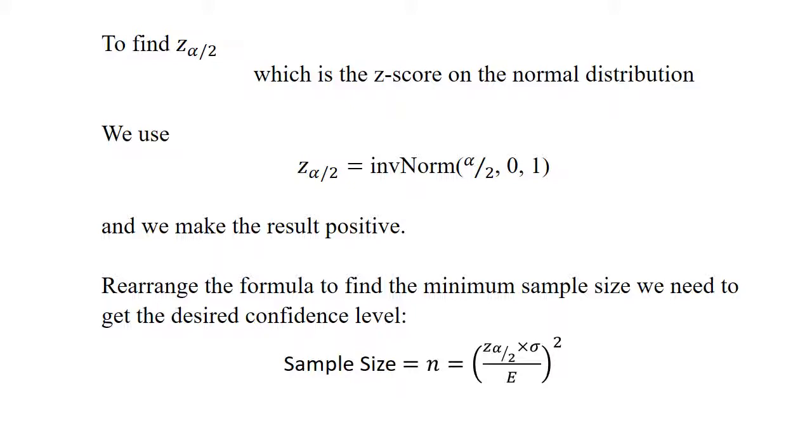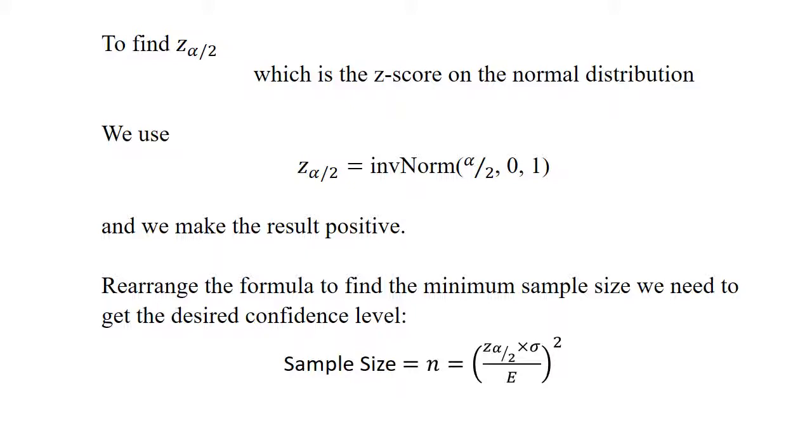To find that Z alpha over 2, we would use the inverse normal button, like we were doing back when we were dealing with normal distributions. We would go to our distributions, and go for inverse normal, that's number 3. We would put in whatever our alpha over 2 is, and then 0, because this is a standard normal curve and the mean is assumed to be 0, and 1 for one standard deviation. Then we make the result positive because we don't care above or below. We just care how many standard deviations.